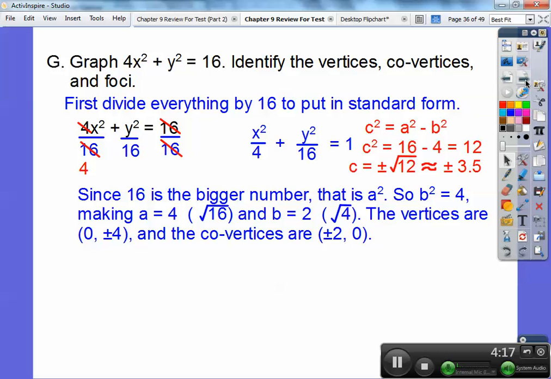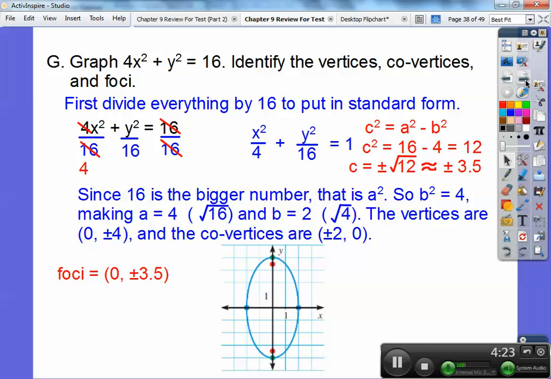So since it's vertical, you guys, then the focus points are going to be vertical, so it's going to be 0 plus or minus 3.5, and then there's your graph right there. Okay, so my vertices are plus or minus 4. There's my 4 and negative 4. My covertices are negative 2 and positive 2, and there's 3.5 and negative 3.5.